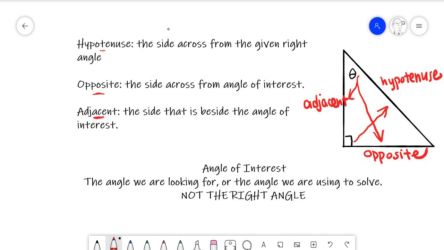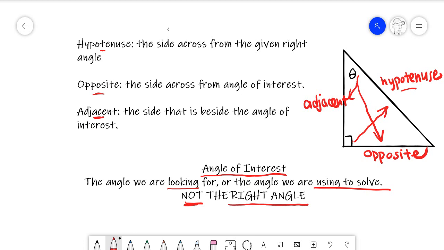So, first of all, what is your angle of interest? Your angle of interest is the angle we are looking for, or the angle we are using to solve. And it cannot be the right angle. If you're wondering why, that is because the side across from your right angle is your hypotenuse, right? And if you're looking for your opposite side, that would also be your hypotenuse, so you can't do that. You can't have one side labeled hypotenuse and opposite at the same time, so it cannot be a right angle.